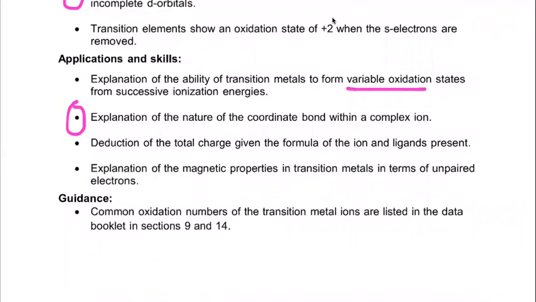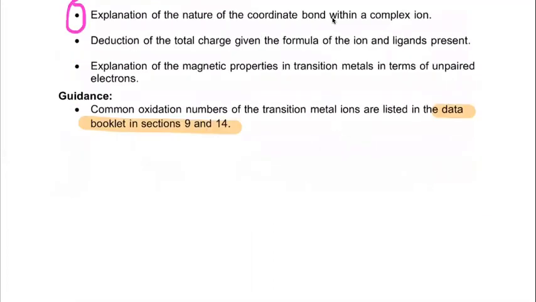Okay. And then just know that, like with our other topics, there is some information in the data booklet that you can refer to if you need help answering certain questions. It says common oxidation number of the transition metal ions. They're listed in the data booklet in sections 9 and 14. If you need to look up the oxidation numbers, which are the charges of the transition metal, since they have multiple possible charges, that's where you would look.